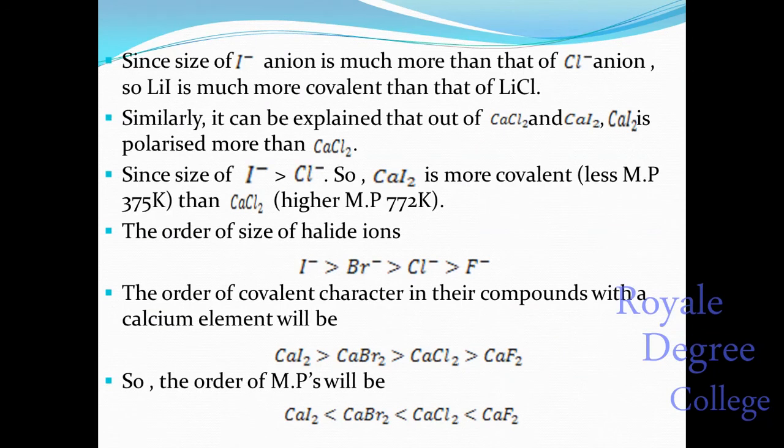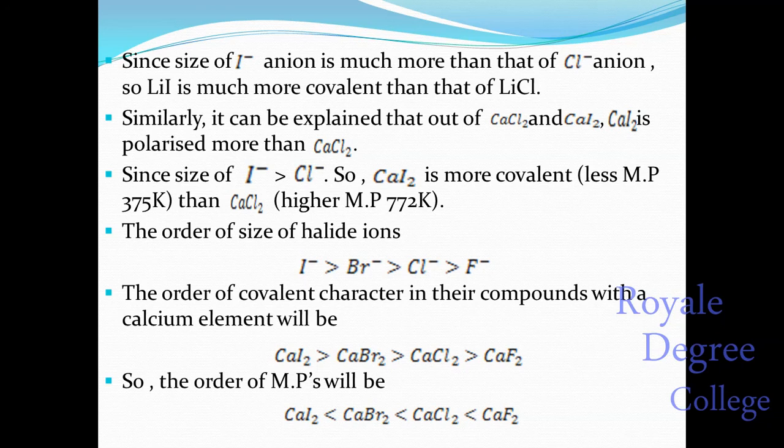Since the size of the I- anion is much more than that of the Cl- anion, lithium iodide is much more covalent than lithium chloride. Similarly, it can be explained that out of calcium chloride and calcium iodide, calcium iodide is polarized more than calcium chloride. Since the size of I- is greater than Cl-, calcium iodide is more covalent.